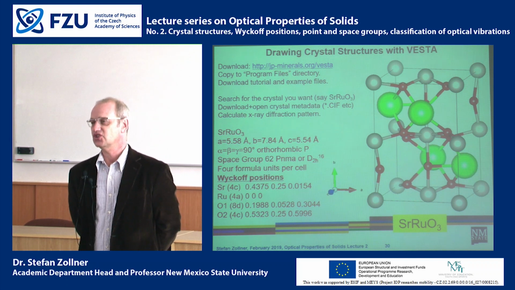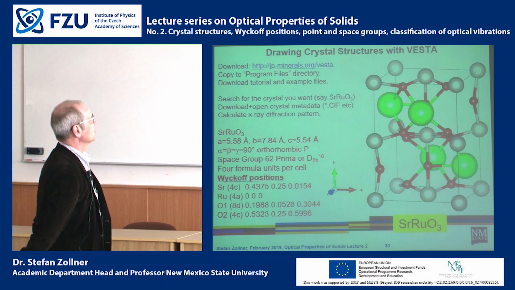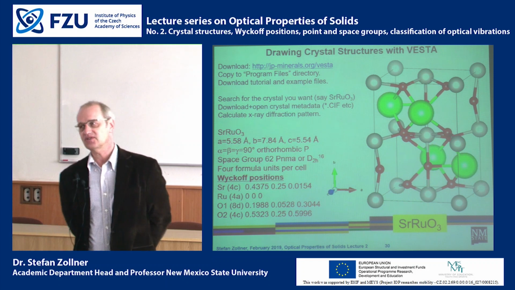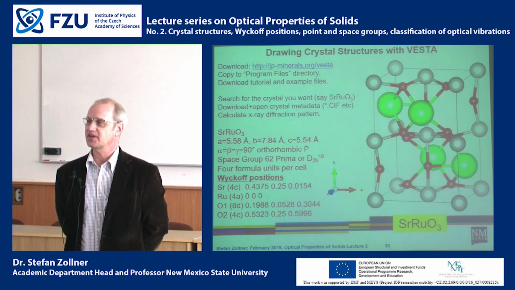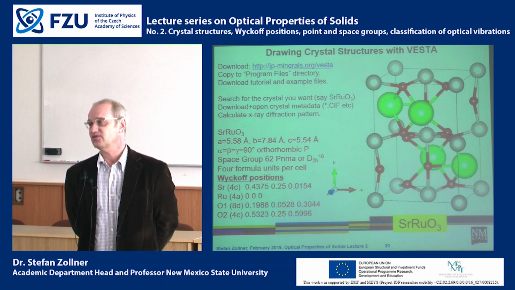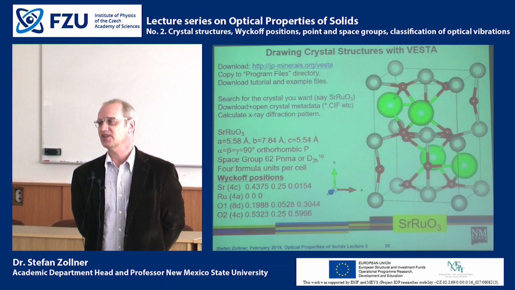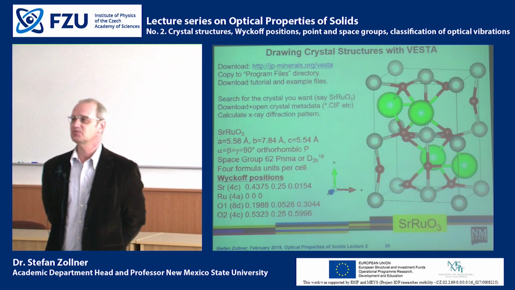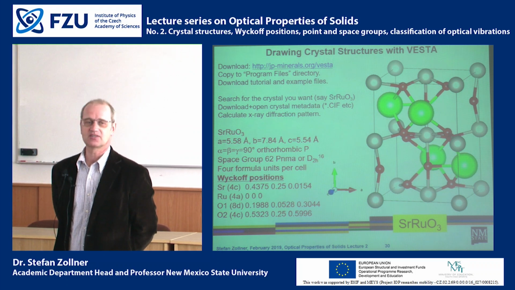So, a Google search. When I looked for strontium ruthenate, I found a Springer Materials database, but I just found that on Google. There's other ways to find that as well. So I would not recommend one specific materials database.